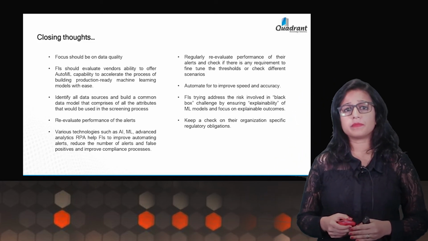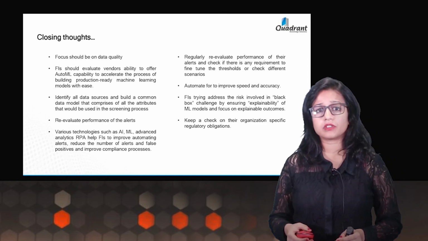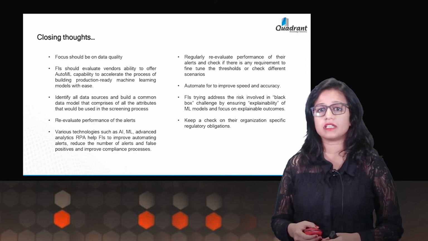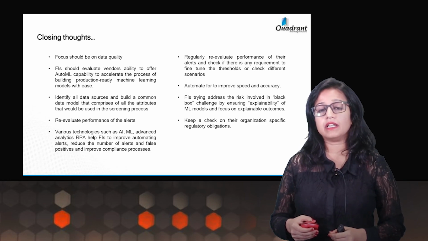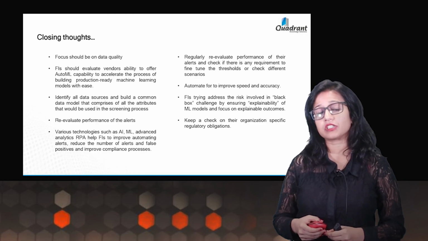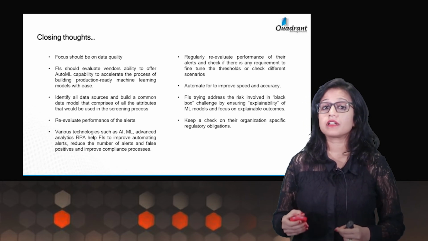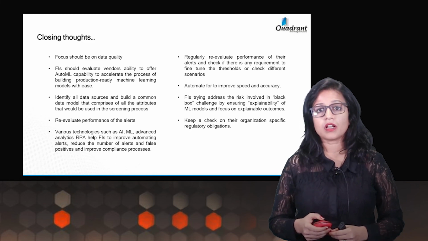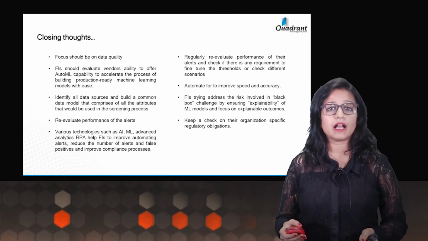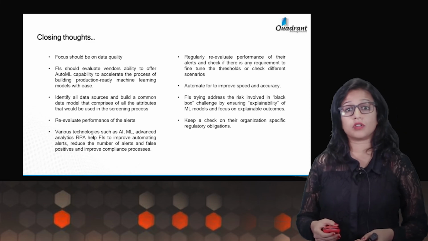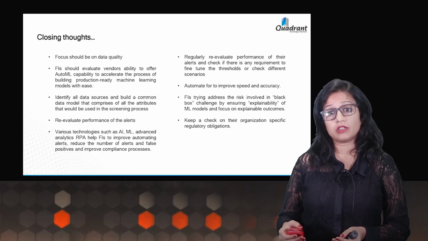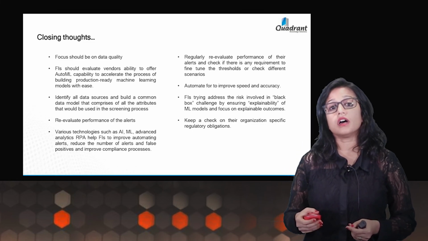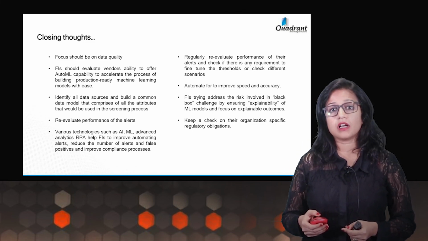Also, one important aspect is the adoption of AutoML. So a robust AutoML helps organizations boost the efficiency in building a robust, scalable, and accurate machine learning model. This can significantly boost the productivity of case investigation and resolution process. We've already covered how AI, ML, and RPA are helping FIs to improve the automation of alerts, reduce the number of alerts and false positives, and also meet the compliance requirements.